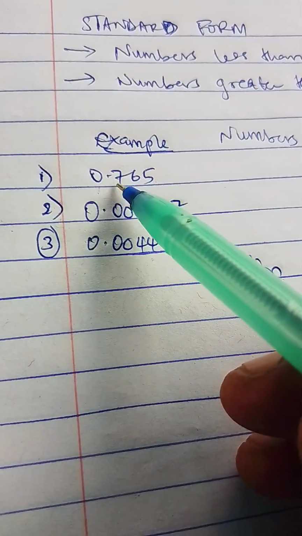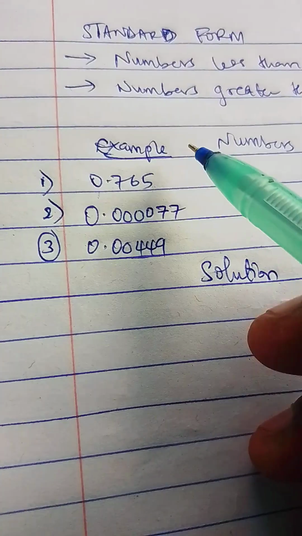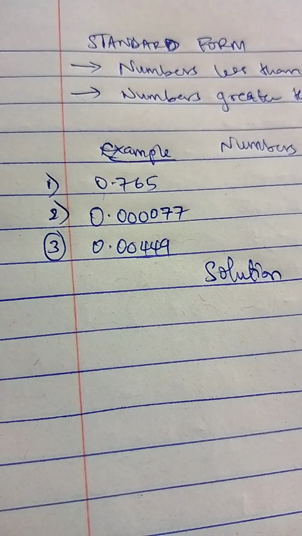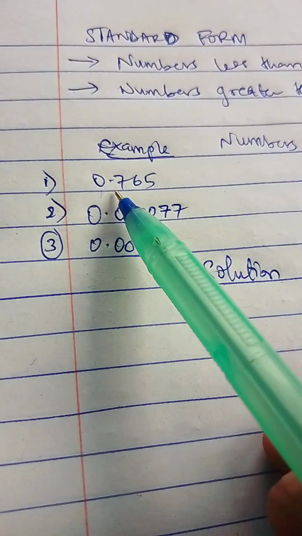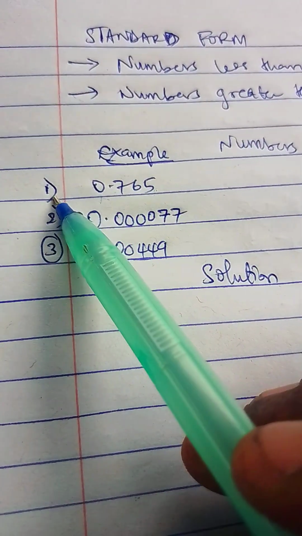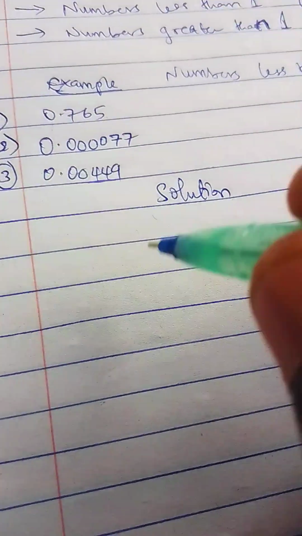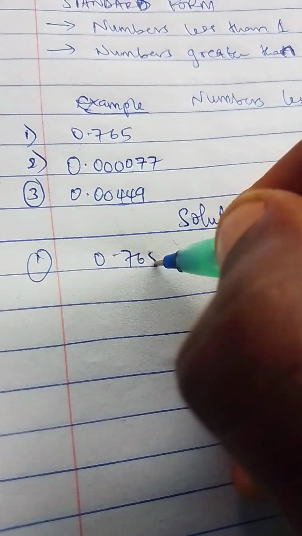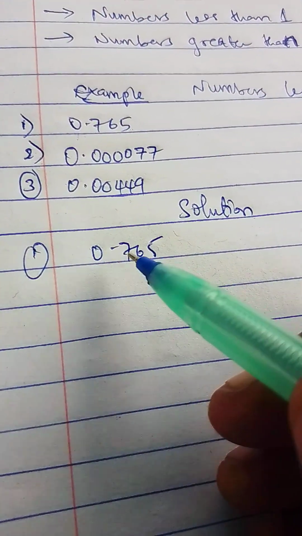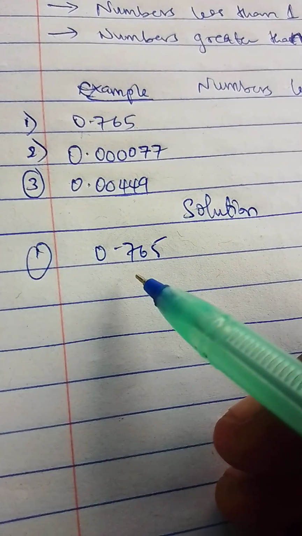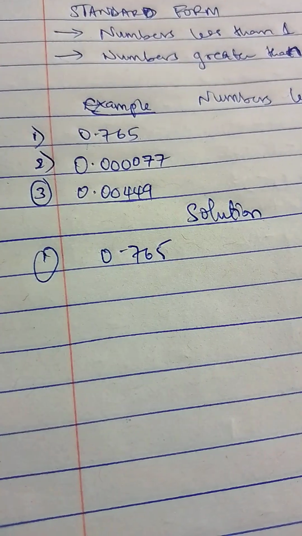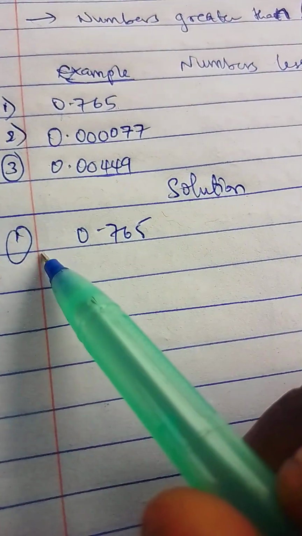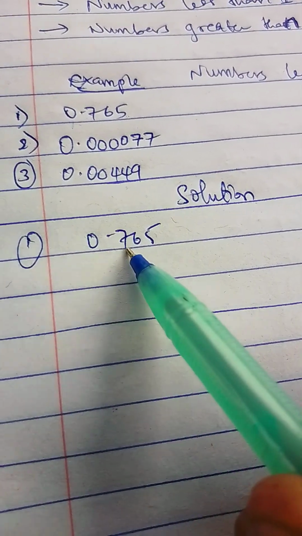So when you have 0.765, how do you change it to standard form? Very simple. The first thing you need to note is that counting from left to right, I have 0.765. Counting from left to right, what's the first whole number? Remember, whole number starts from 1, then 2, 3, 4, like that, in that progression. What's the first whole number? So you go this way. The first whole number is 7.